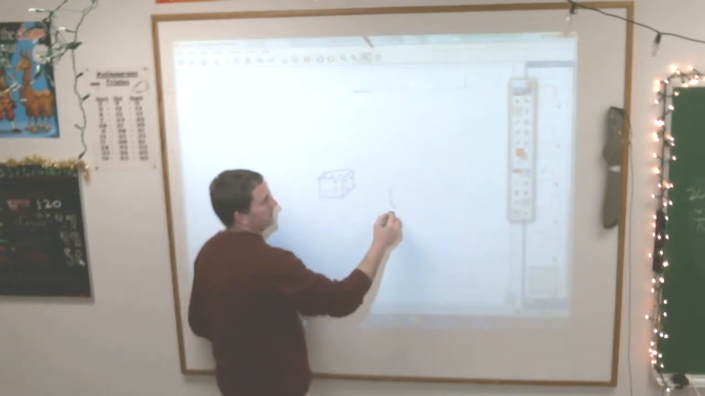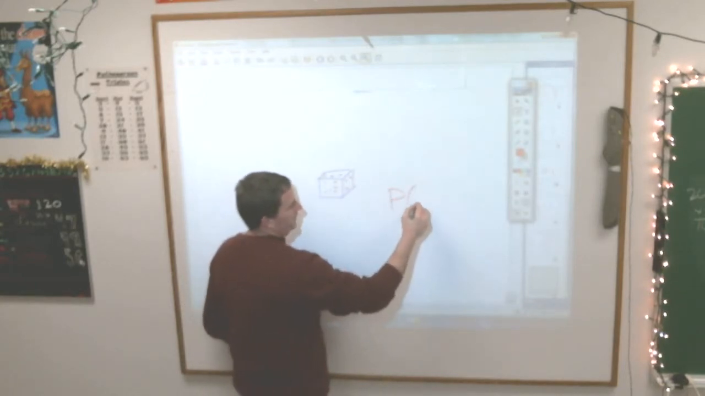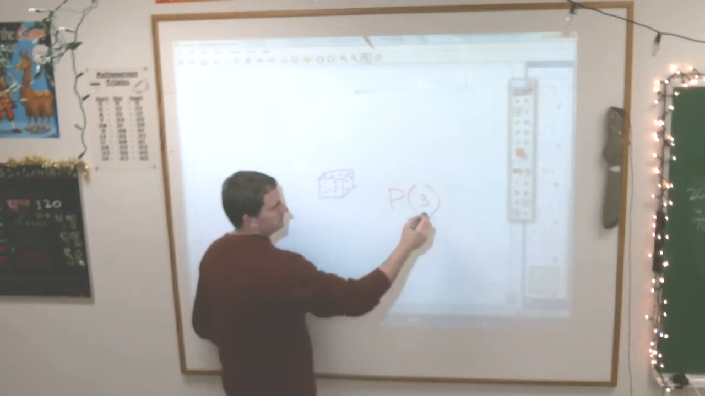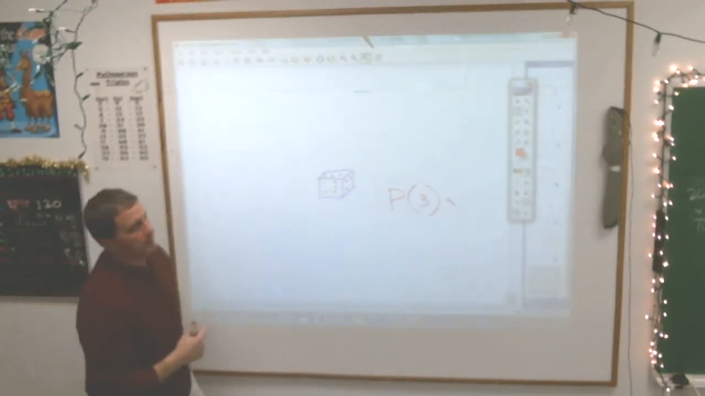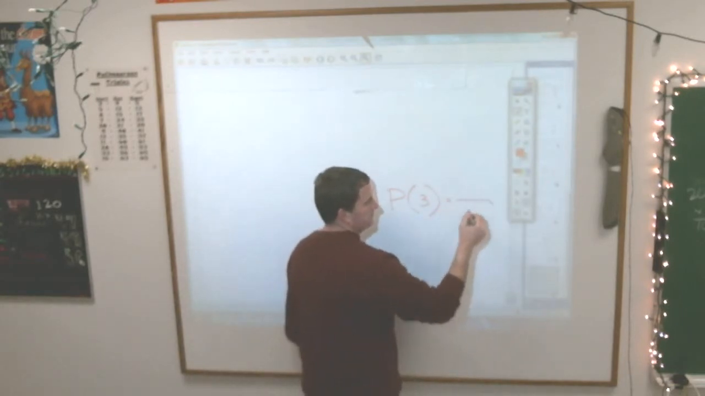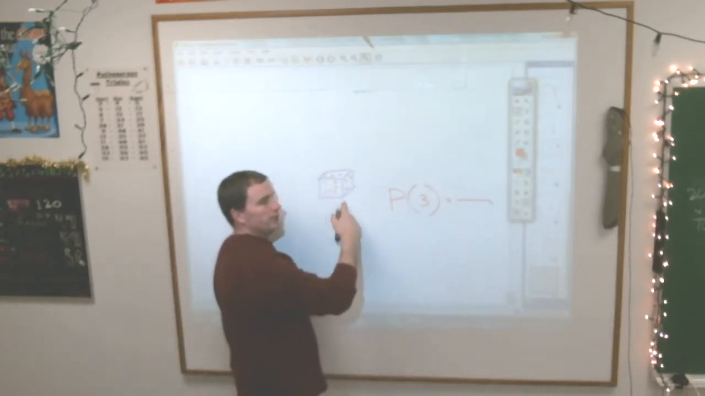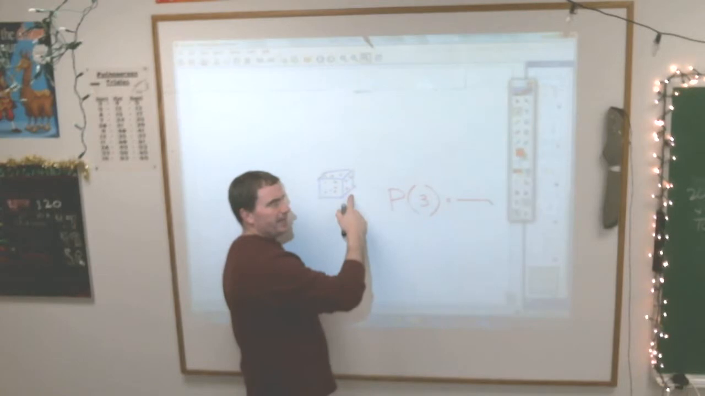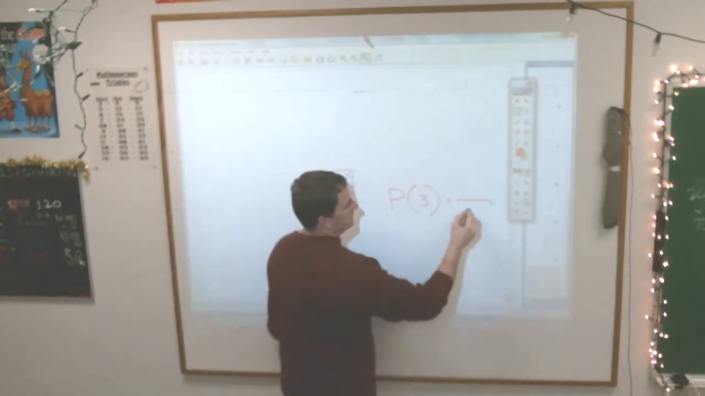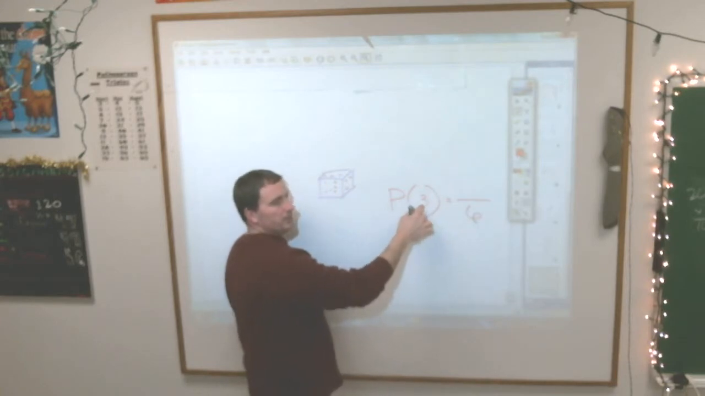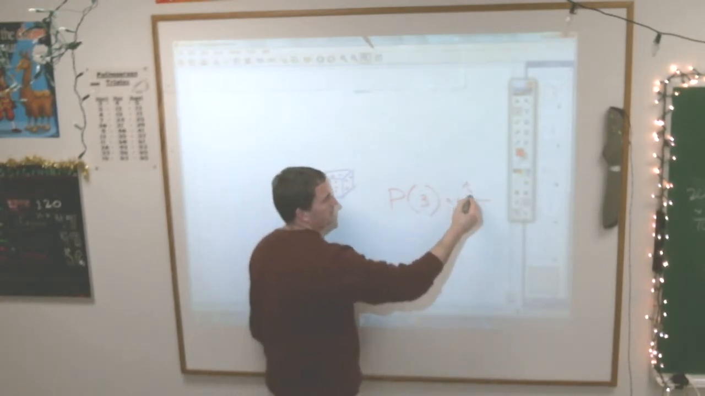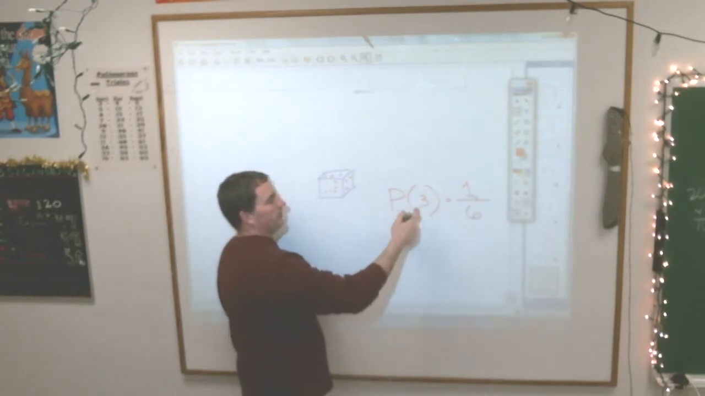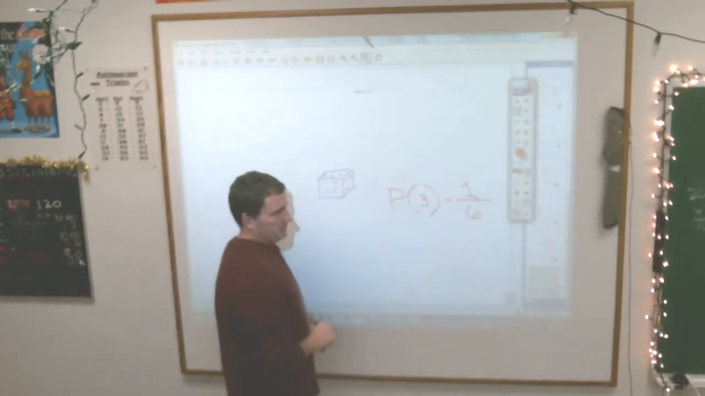If I asked you what is the probability of rolling a 3, again, the probability is going to be in fraction form. What number goes on the bottom? How many different choices are there when you roll a die? How many sides does it have, Elijah? 6. 6 sides. And then how many of those 6 sides are a 3? 1. So your probability of rolling a 3 is 1 out of 6.